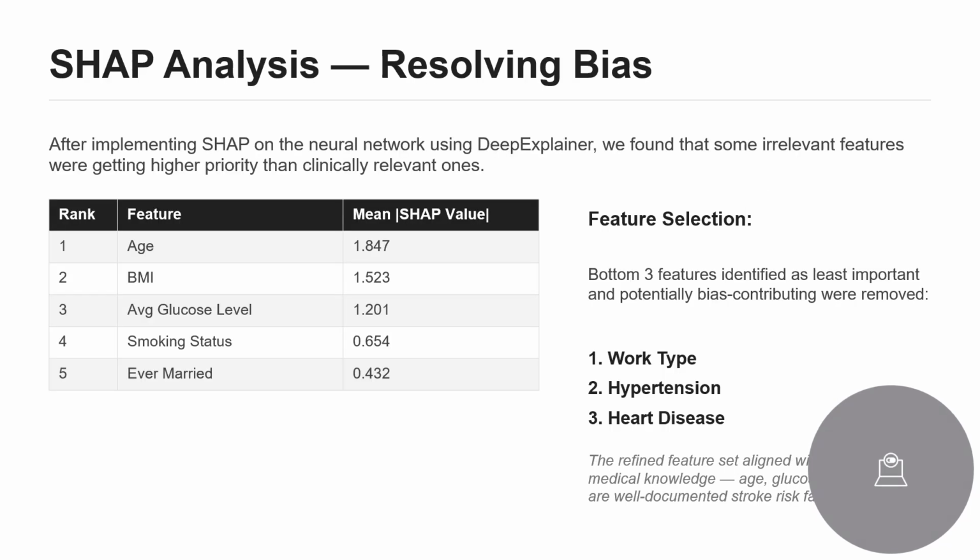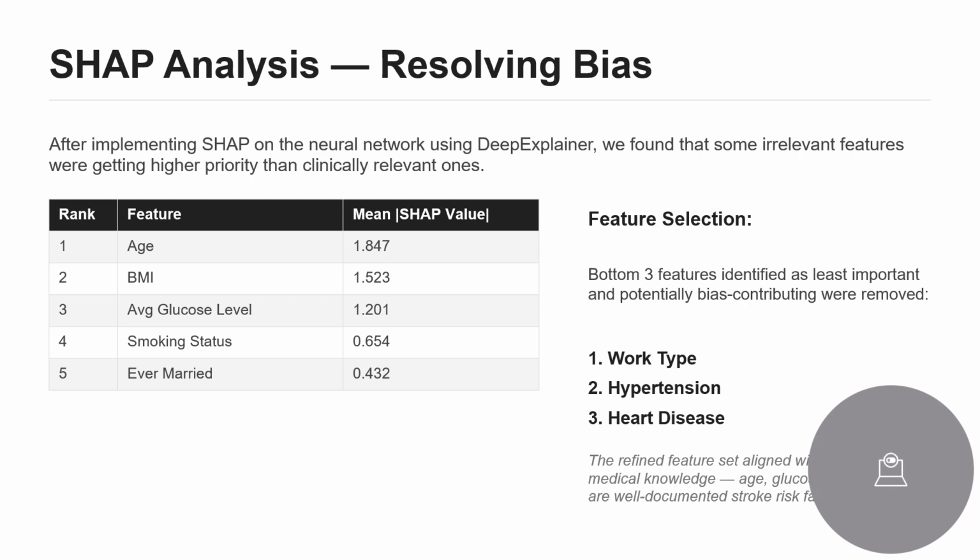So next we applied SHAP analysis to understand which features were actually important for our model's predictions. We used SHAP's Deep Explainer, which is specifically designed for deep learning models. The results were very revealing. The top 5 features by mean absolute SHAP value were age at 1.847, BMI at 1.523, average glucose level at 1.201, and various other values. So our model was learning the right patterns.